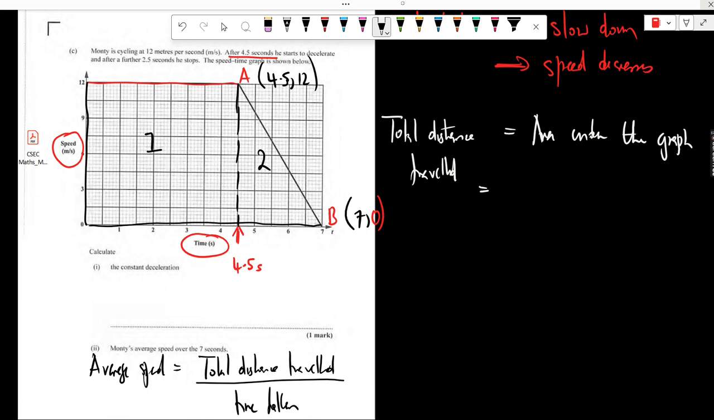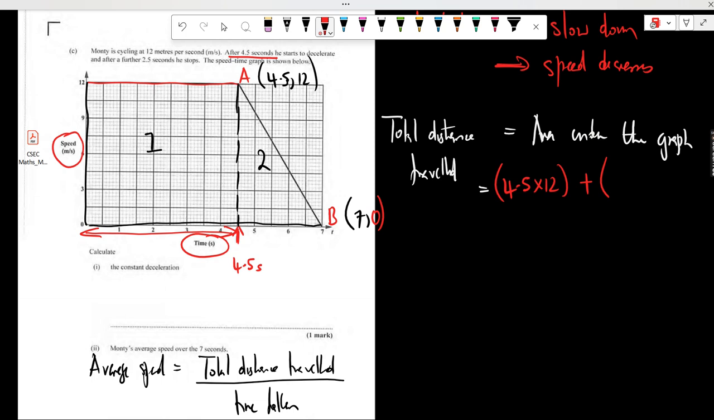So we can say the area of region 1. Region 1 has a base of 4.5 seconds, from 0 to 4.5, and the height is 12. So the area of region 1 is going to be 4.5 times 12. It's a rectangle, length by width. Region 2, what shape is that for region 2?